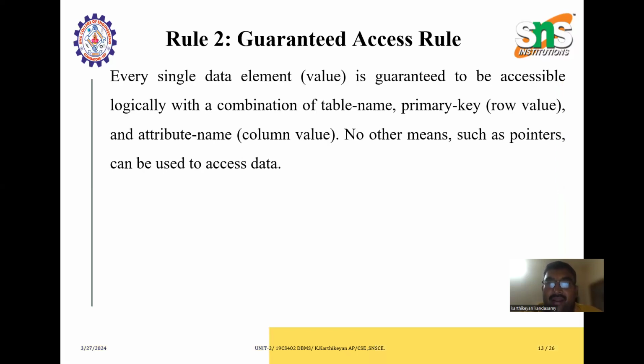Second rule, guaranteed access rule. Every single data element value is guaranteed to be accessible logically with the combination of table name, primary key, and attribute name, and no other means such as pointers can be used to access data.